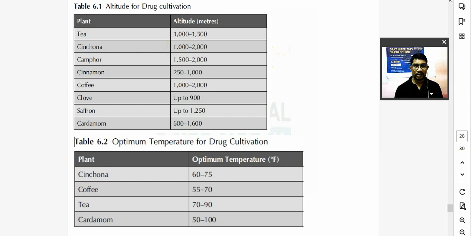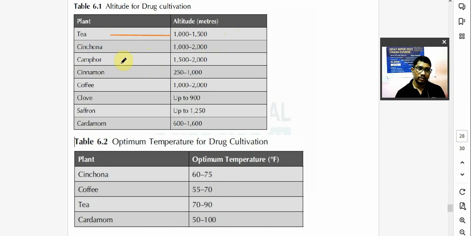Cinnamon 250 to 1000 meter, and that's why cinnamon देखो इसका altitude क्या है, कम है, और that's why cinnamon जो होता है, कहाँ पे उगता है ये, it is mostly found in the coastal areas. कोस्टल एरिया जो होता है ना वहाँ पे ही ये सिनेमन वगैरह का, जैसे अपने यहाँ पे महाराष्ट्र में कोकण रीजन है, कोकण रीजन में ये सिनेमन का प्रोडक्शन होता है.